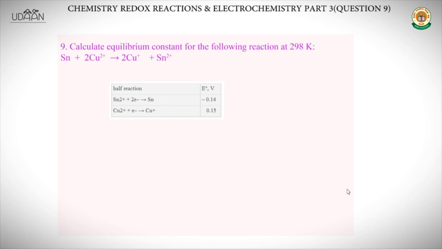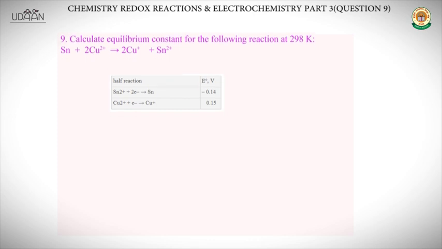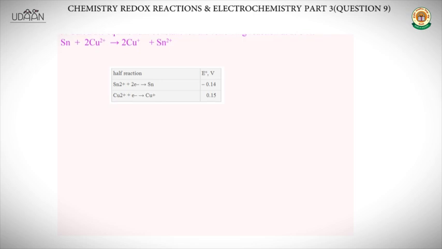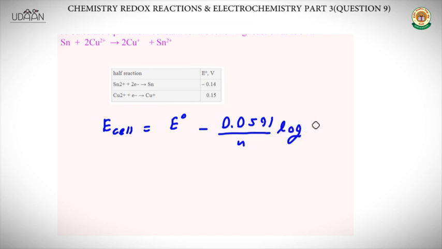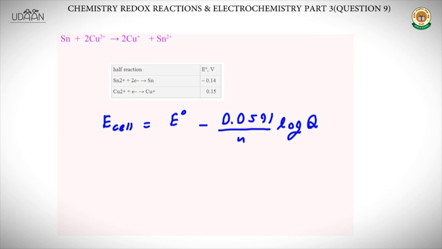So Tushar, please take us through this question. Okay, we need to calculate the equilibrium constant for the given reaction. Right. So as I told you in the beginning, we write the Nernst equation as E cell is equal to E naught minus 0.0591 by n log Q. Right. So this is the basic Nernst equation, which you should be familiar with right now.